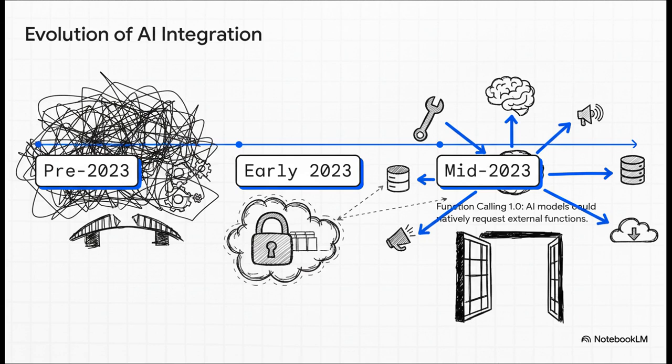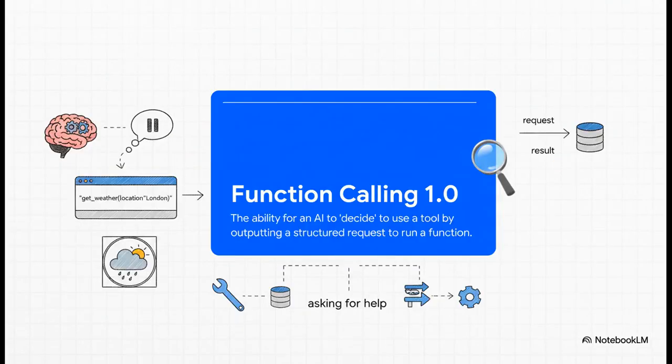This was the first time that the AI model itself could natively ask to use an outside tool. And this was a fundamental change in how we think about these models. For the first time, the AI could actually pause its own thought process and say, hold on, to answer this question properly, I need to run the get weather function for London. It would spit out that request in a clean, machine-readable format. The developer's code would see that, run the function for real, and then feed the result right back to the AI. The model was no longer just a brain in a jar. It could actually reach out and ask for help.